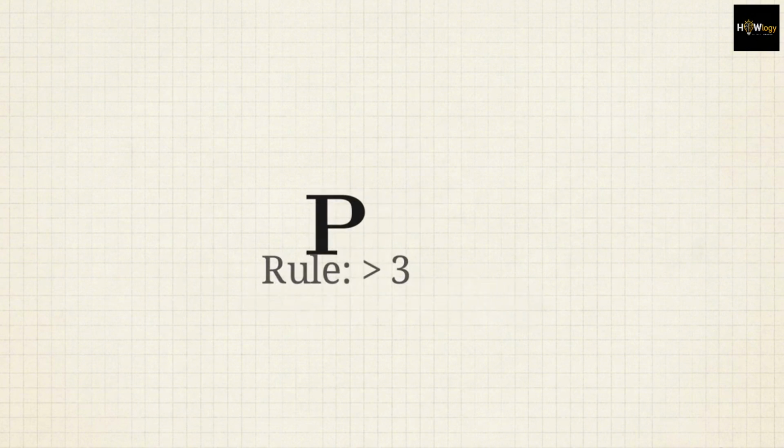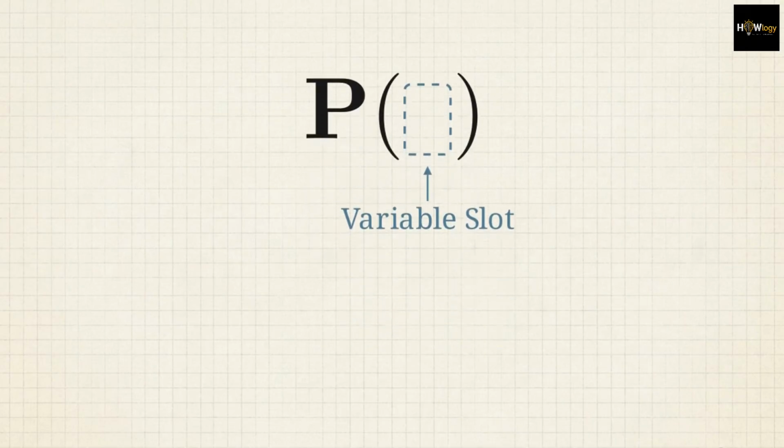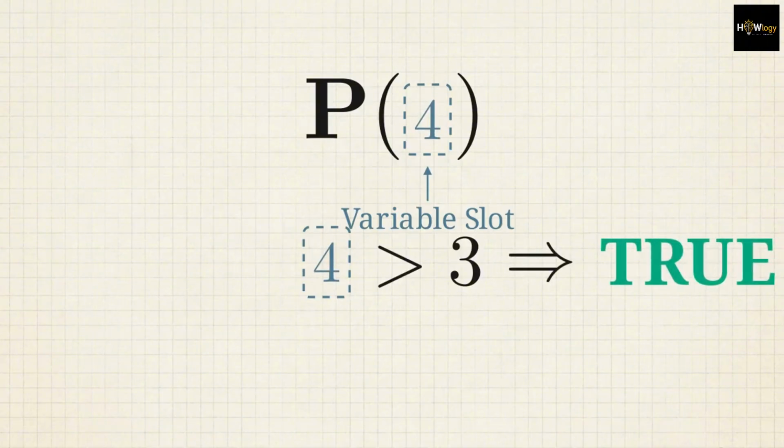Once we plug an object into the variable slot, the statement immediately snaps into a proposition. Plug in a 4, and the output is true. Plug in a 2, and the output is false. We can expand this template to handle multiple variables at once, like Q of x, y, allowing us to map relationships between entirely different objects.